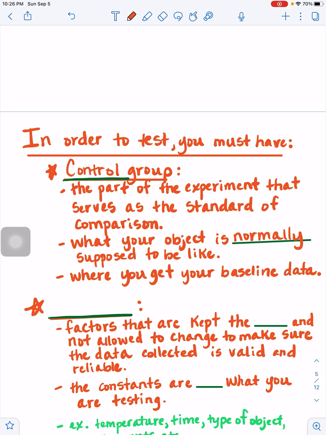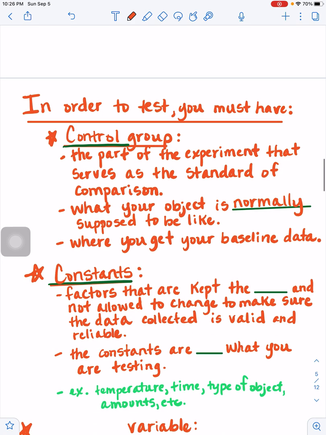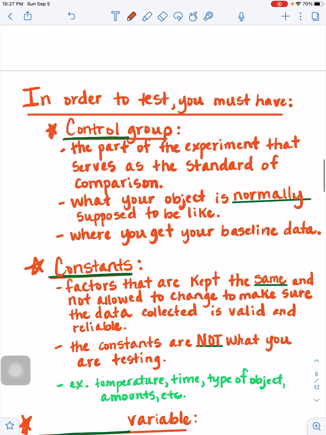The next thing you have are constants. What are you going to keep constant? These are the factors that are kept the same. Write that in. They are kept the same. And they're not allowed to change, to make sure the data collected is valid and reliable. Valid and reliable means that it's true, that it's justifiable. The constants are not what you are testing. Write in the word not. They are not what you are testing, so you want to keep them all the same.